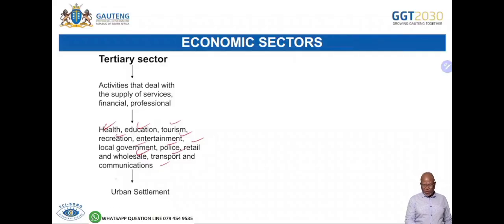And then this is also found in urban settlement. Remember, we said urban settlements are multifunctional. What do we mean by multifunctional? More than one type of activity, which is secondary and tertiary.